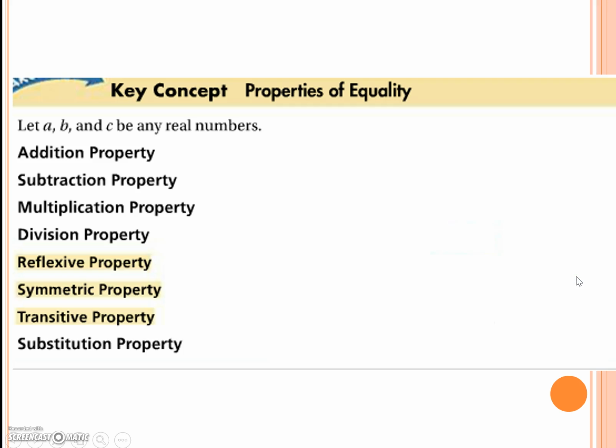There are a bunch of properties that you need to be familiar with as well. Now, you've been using these the entire time you've done any algebra problem. So just to go through them, the first is the addition property. The addition property pretty much says if we have two things that are equal to each other, we can add the same thing to both sides.